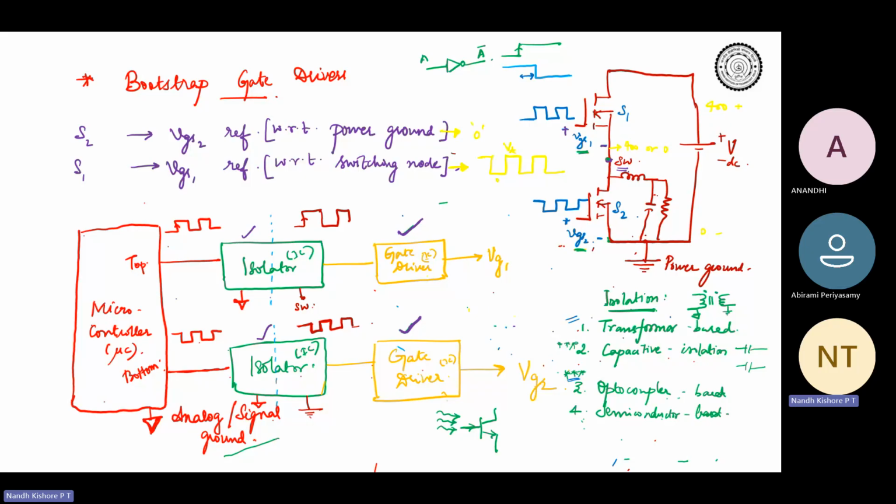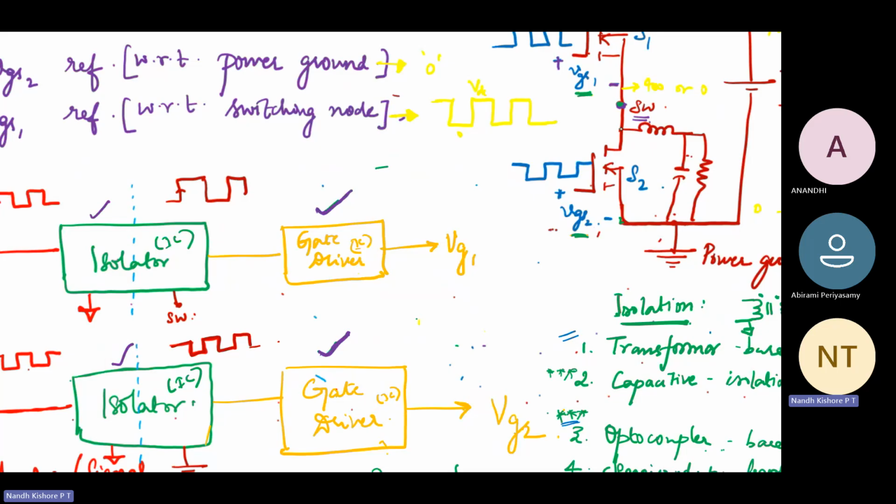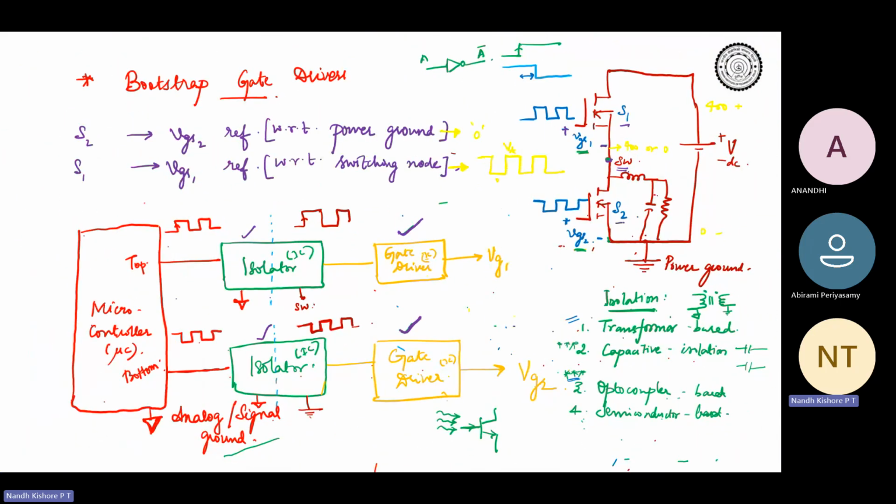If you are able to avoid direct switching of S1 and S2, if you can achieve complementary switching of S1 and S2, it's fine.